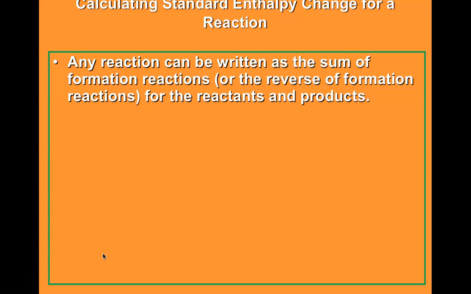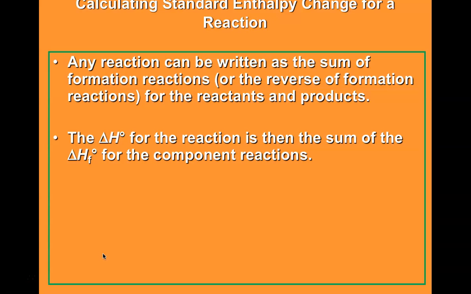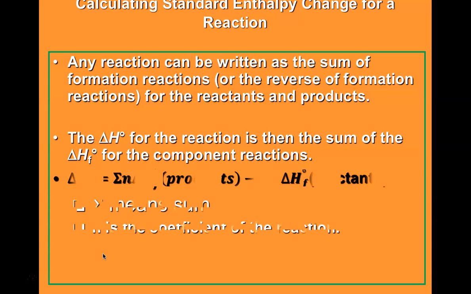Now, once we have a reaction, obviously we have to figure out the delta H of an overall reaction from different compounds that are made from their individual elements. So any reaction can be written as the sum of formation reactions, or the reverse of formation reactions, for the total reactants and products. So delta H for a reaction is then the sum of delta H of formations for the component reactions. So looking at an overall reaction versus each individual piece of the overall reaction.